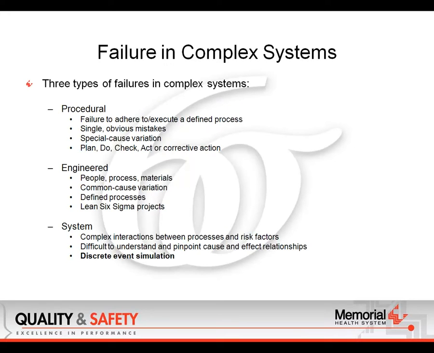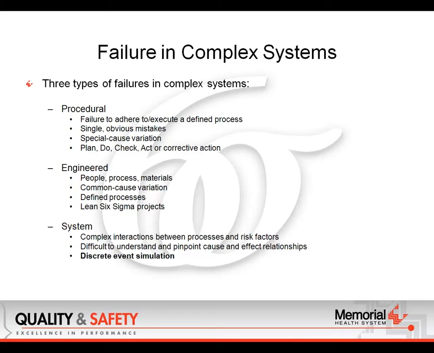And when we talk about failure in complex systems, there are really three types of failures. The first is a procedural failure, which is just not adhering to or executing a defined process. These are what we call special cause variation. We can go back and figure out exactly what happened and fix it. There are engineered failures, which are people, processes, materials. This is what we call common cause variation through our defined processes.